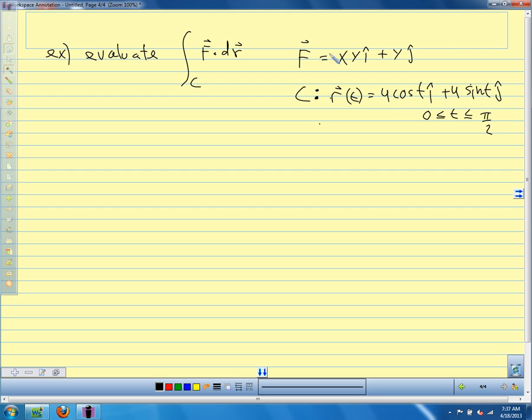So first we're going to need to express our F, our vector field, in terms of our parameters. So how are we going to write F? x equals 4 cosine t, y equals 4 sine t, so xy is 16 cosine t sine t. Plus, whoops, I forgot my i hat, plus, and y is 4 sine t, so we just have 4 sine t j hat. And we're taking the dot product, dr is r prime dt, so we need r prime. So r prime here is going to be minus 4 sine t i plus 4 cosine t j.